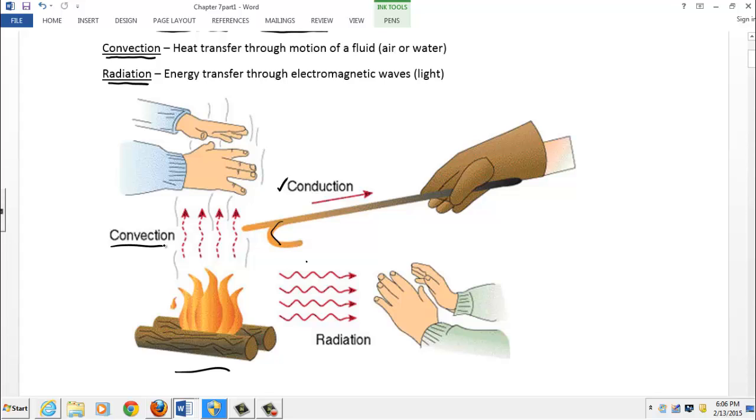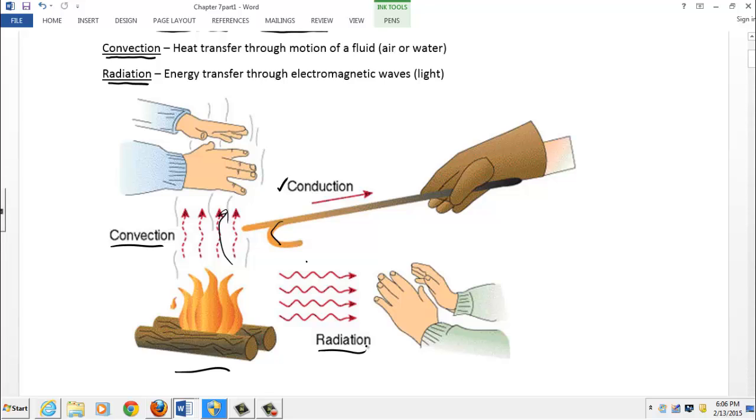Second way is over here by convection. The hot air rising off of the fire is warming up this person's hands. So the flow of the air, in this case the fluid, is carrying the heat and transferring it up to the hands. And then finally we've got radiation.